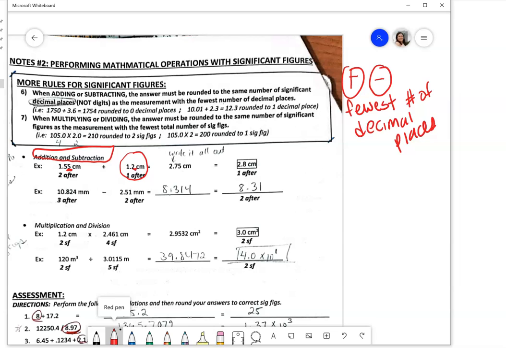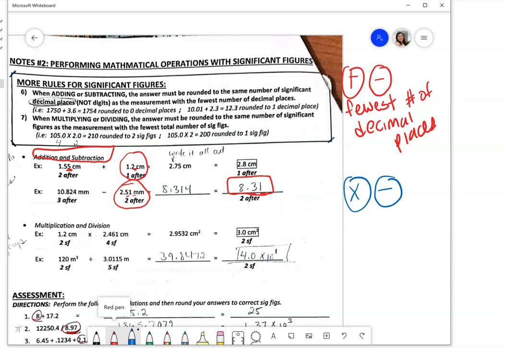So it's 10.824 millimeters minus 2.51. Out of these two numbers, I noticed that this one only has 2 decimal places while this one has 3. So I know that my answer has to be in 2 decimal places after. Well, when I put it in the calculator, I got 8.314. So I had to round this to only show 2 decimal places after, and this was my final answer. Okay, so this is kind of neat. When you add or subtract, you don't really have to worry about the significant figures, so your brain gets a little break. All you have to worry about is knowing that your answer is in the fewest number of decimal places.